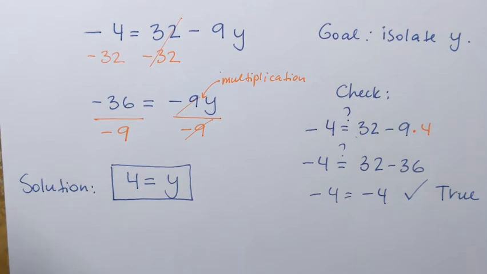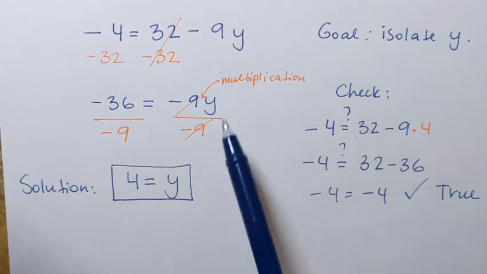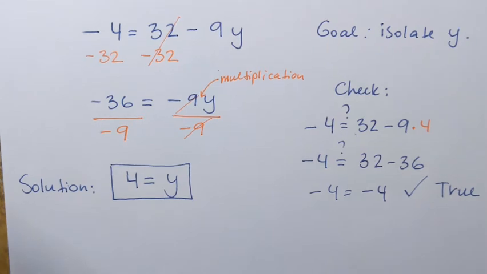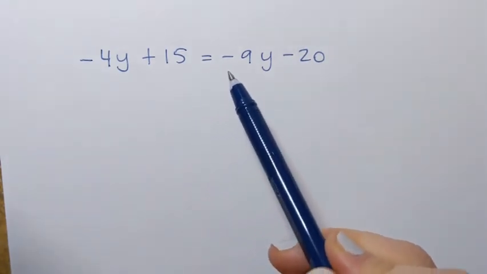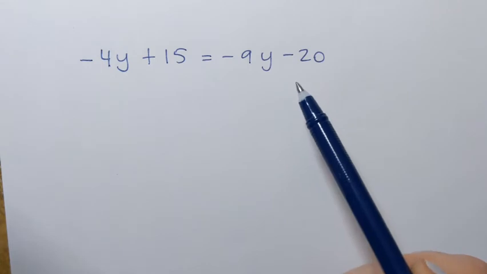So that's how you solve the basic linear equation. Let's look at one more example. So next we're going to solve the following equation. Negative 4y plus 15 equals negative 9y minus 20.